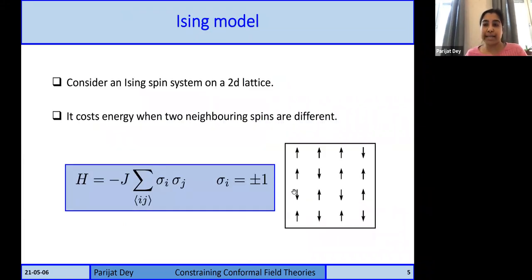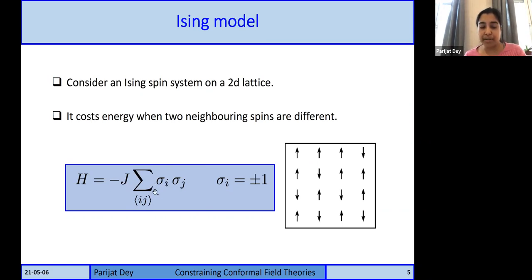Now let's move on to the second example of a 2D Ising model. So what is a 2D Ising model? So the way this works is that we have a bunch of spins on a 2D lattice, and these spins can either point up or down. And I will use this variable sigma_i to denote the spin at the lattice site i. And this sigma_i can take value either +1 or -1, depending on whether the spin is pointing up or down. This is the Hamiltonian of the 2D Ising model.